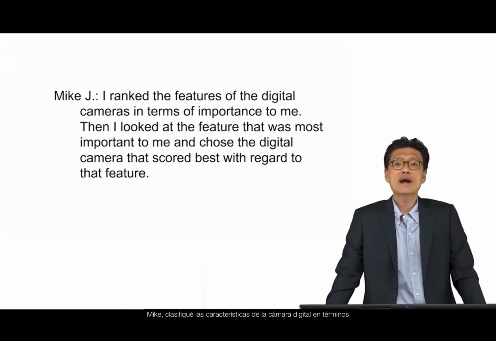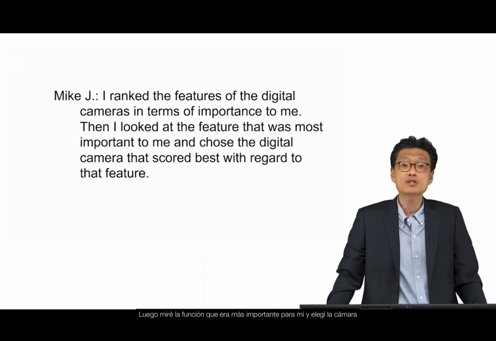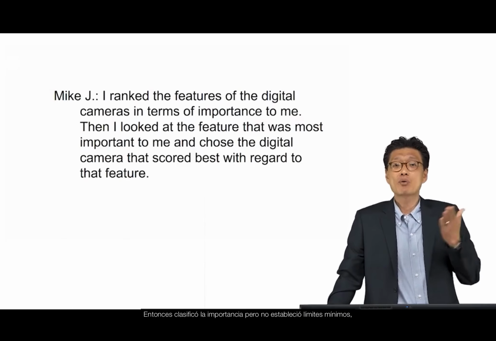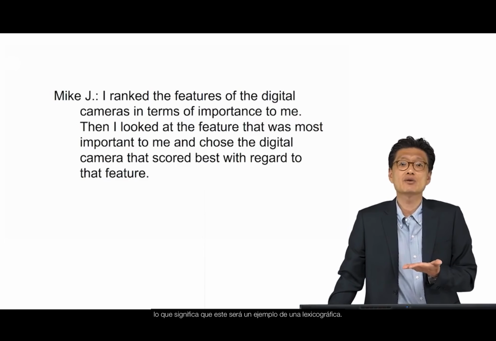Mike: I ranked the features of the digital camera in terms of importance to me. Then I looked at the feature that was most important to me and chose the digital camera that scored best with regard to that feature, right? Okay, so he ranked the importance, but did not set minimum cutoffs, which means then that this will be an example of a lexicographic rule.